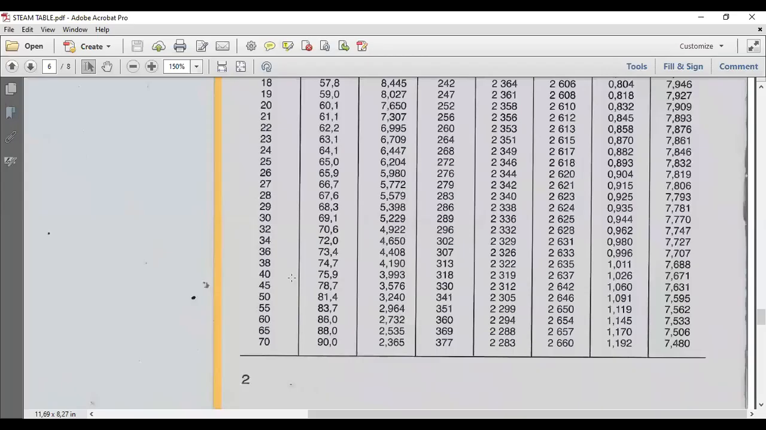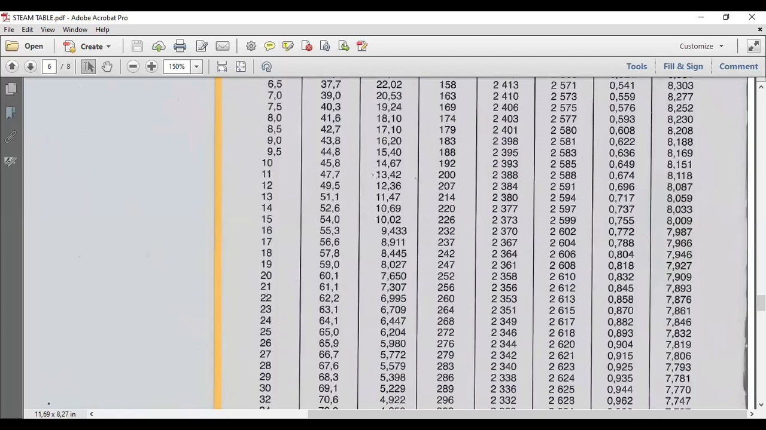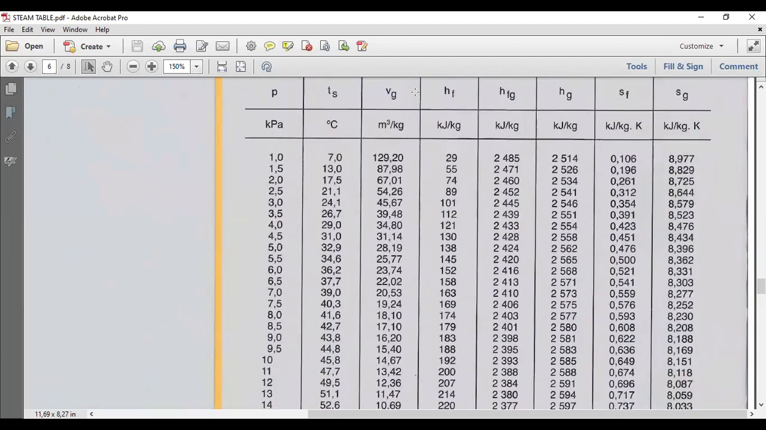Remember temperature is on the second column. So this is where we have our temperature. Then let's check where we have got our Hg. It is on the 60th part here, where we've got our Hg measured in kilojoules per kg. So you go under the temperature, which is given as 54 degrees Celsius, then straight to Hg. What is the corresponding value?